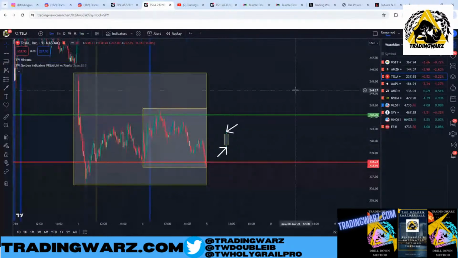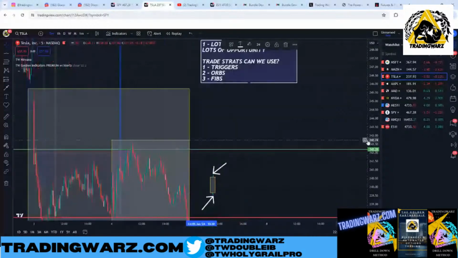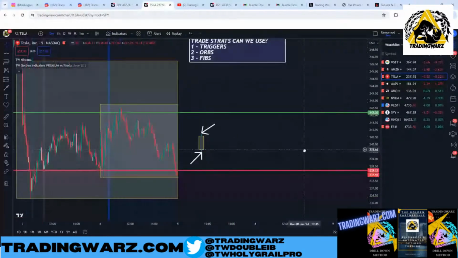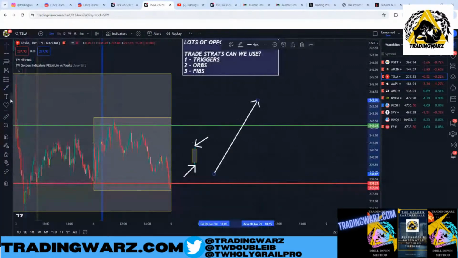And then the last thing we can do is the fibs. With the Fibonacci, what we'll be doing is waiting for the direction on the day. Fibonacci is the most patient because you have to figure out the trend first. So if we break to the upside, we're going to wait for the pullback like this, and then we're going to load up on calls on the pullback.